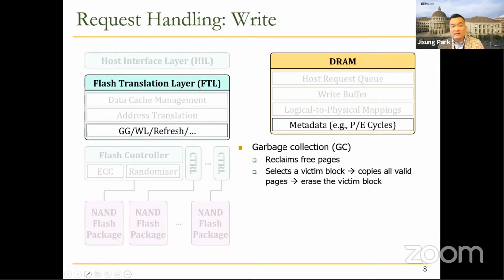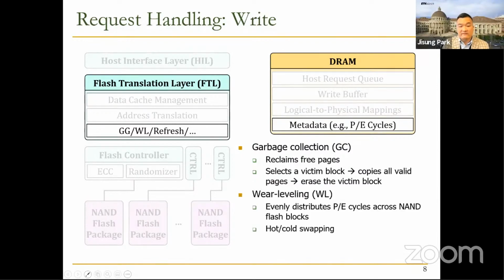Okay, so while handling host requests, some other internal management tasks can also be performed as needed. For example, if the SSD is running out of free pages that had been previously erased, the FTL must perform garbage collection to reclaim free pages that will be used for future writes. So basically, garbage collection first selects a victim block, reads all valid pages in the block, and erases the victim block.